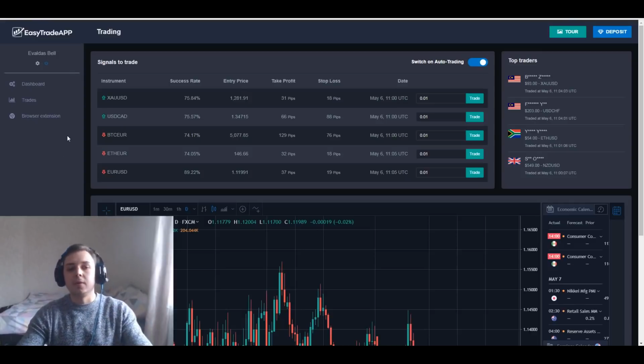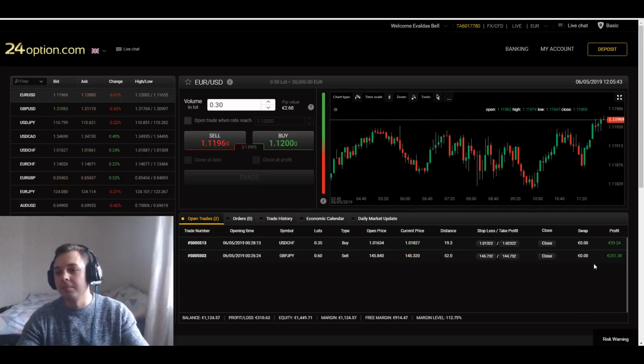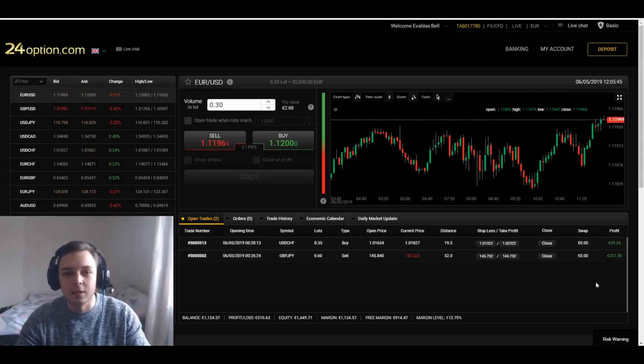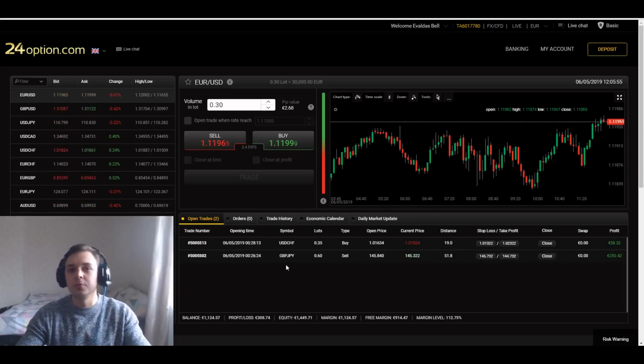Right, the first thing we're gonna do, as always, is show you the broker, Trade 24 Option. We have two trades open at the moment. One of them is 250 euros in profit, the other one is nearly 60 euros in profit. So in total we have 310 euros currently profiting. We also have a balance of 1,124 euros, which is very nice.